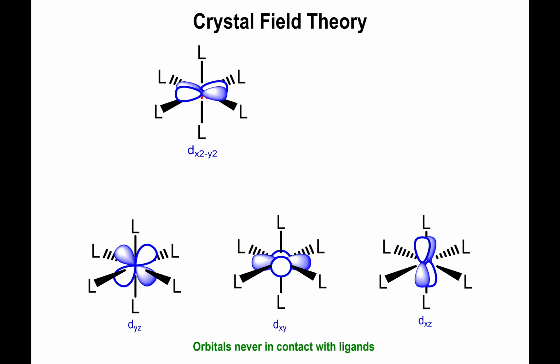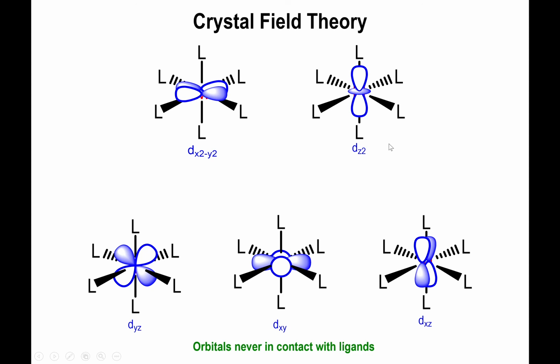But then you look at the dx square minus y square, and what happens now is that the equatorial ligands, the 4 ligands here coming at the front and the back of the complex, are actually in direct contact with each one of the lobes in the dx square minus y square orbital. And the same is true for the dz square orbital.